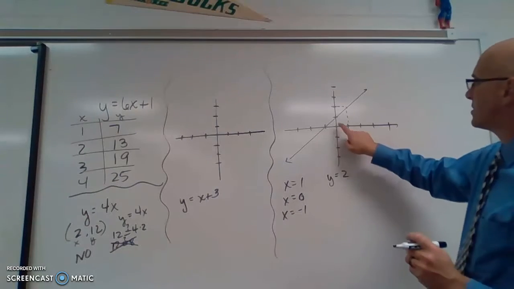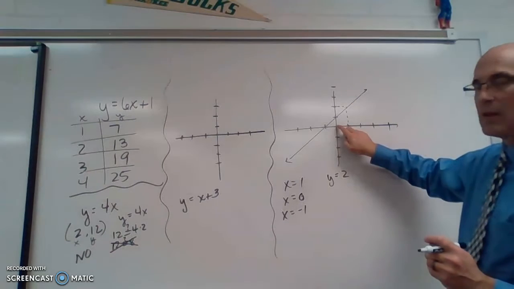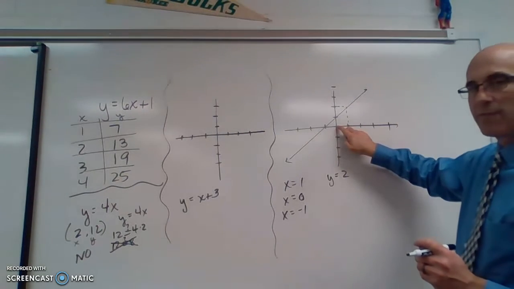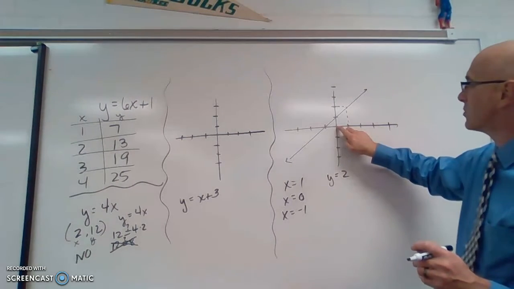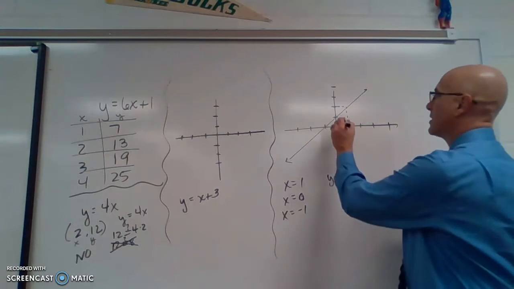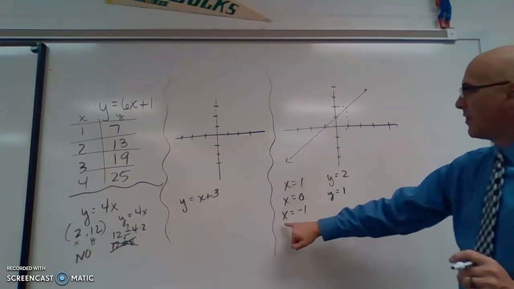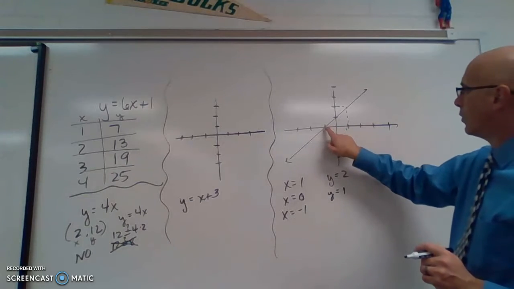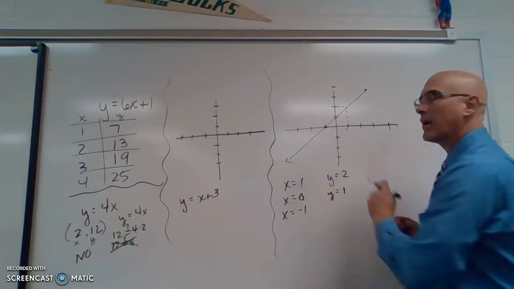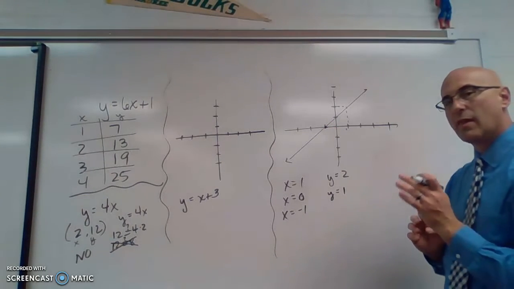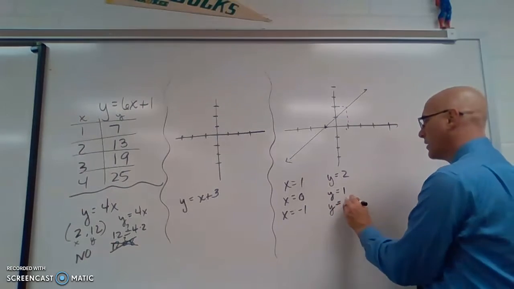When x equals 0, so that means at the origin, where is my function value? Where is my y value? So we go on up until we hit this point. It looks like at y equals 1. And then when x equals negative 1, which is here, what is my function value? Where is it on the line? And that is at y equals 0.